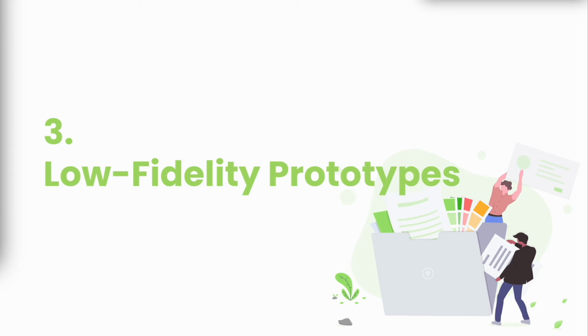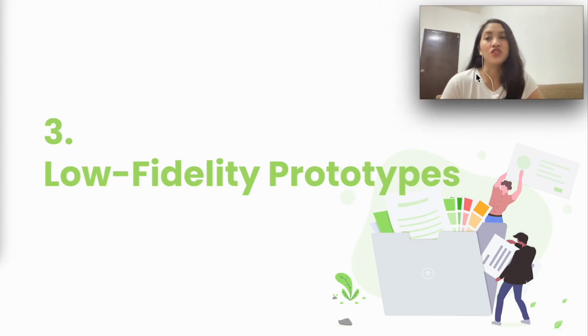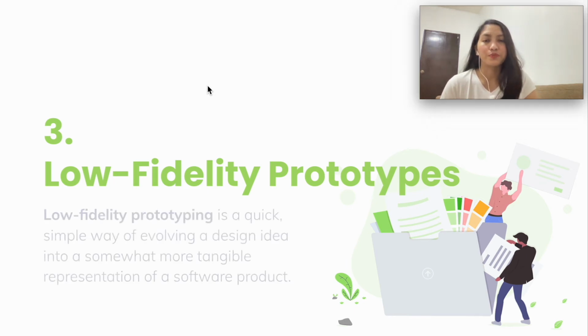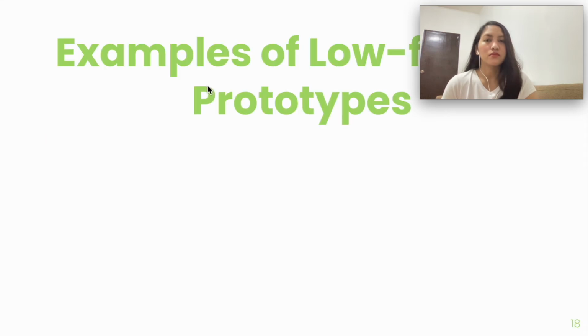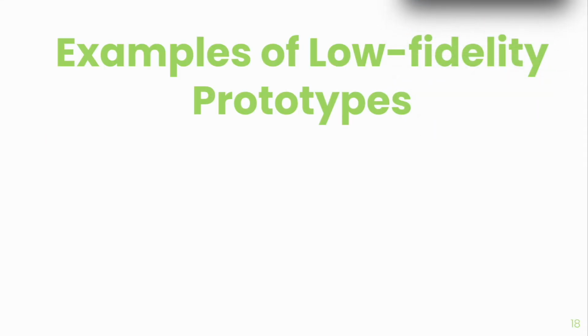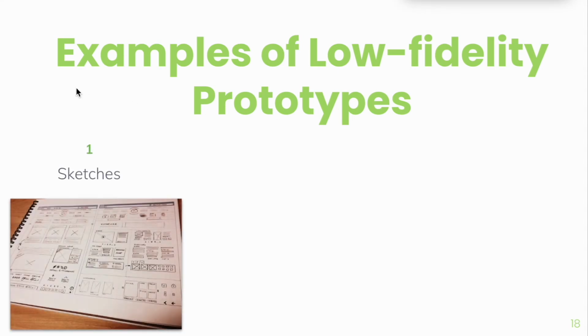So the goal of low-fidelity prototype is to outline a product's flow and test the usefulness and usability of its functionality. Thus, low-fidelity prototypes are not as visually refined as high-fidelity prototypes. Low-fidelity prototyping is a quick, simple way of evolving a design idea into a somewhat more tangible representation of a software product. So there are three examples of low-fidelity prototypes. The first one are sketches.